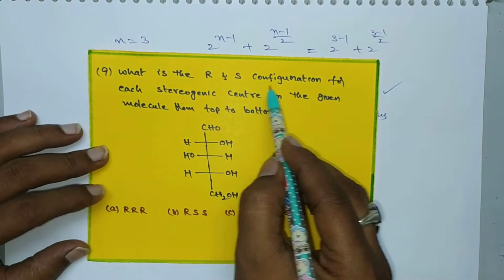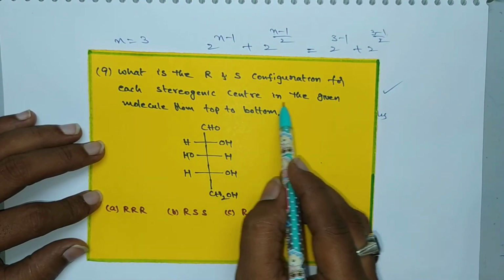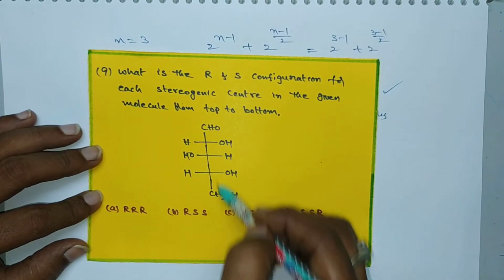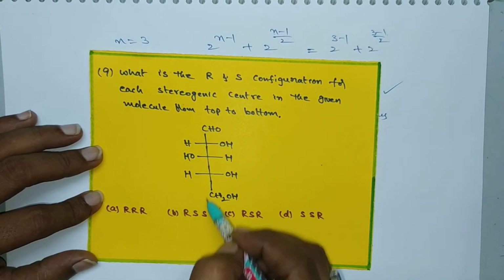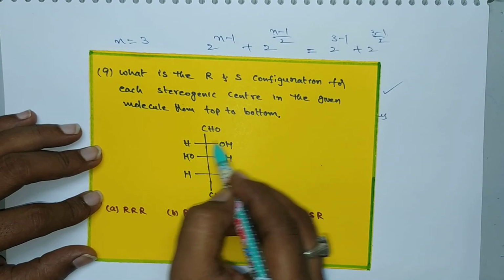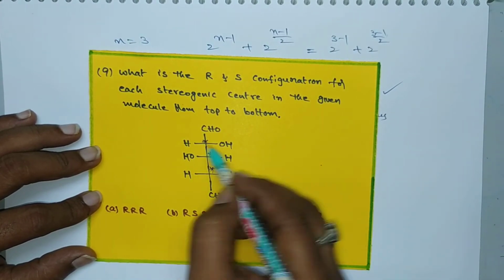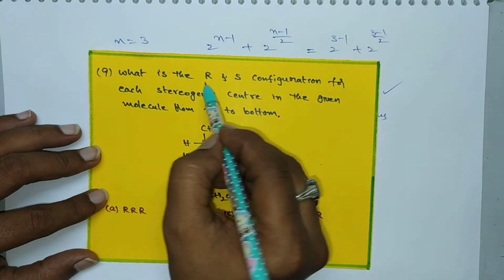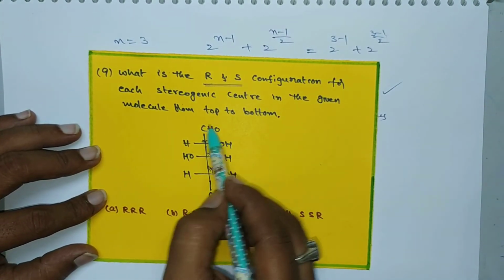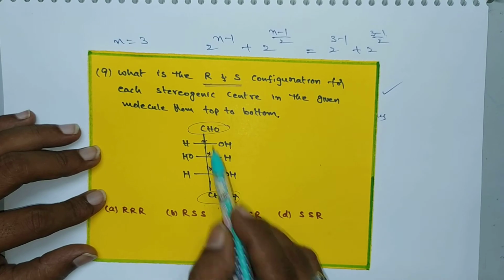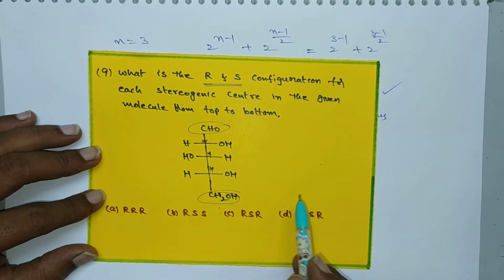What is the RS configuration for each stereogenic center in the given molecule from top to bottom? So here is the given molecule. This is one chiral carbon, second one, third one. So there are 3 chiral carbons. Now we have to assign RS configuration. Here the ends are different, so it is an asymmetric molecule.